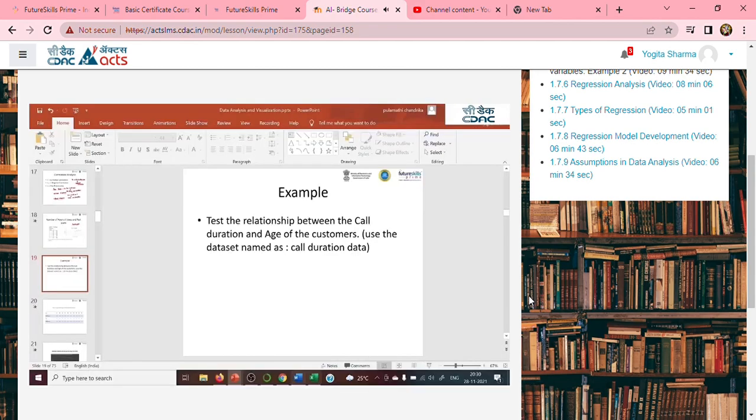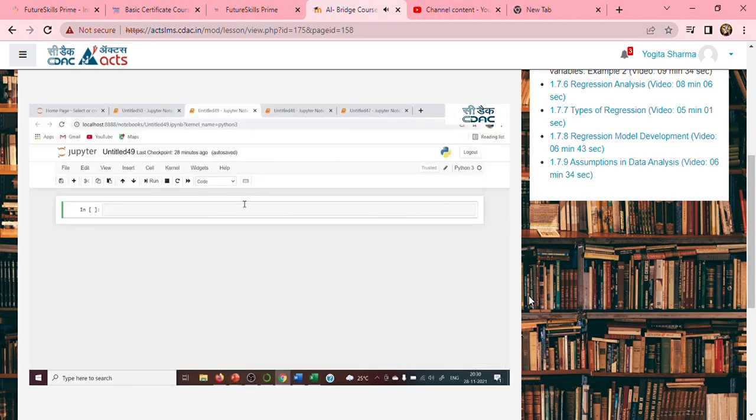For this, I need to open the Python Jupyter notebook file over here. In order to go ahead with extracting the correlation between the call duration and the age, first I need to import the data into this Jupyter notebook. To do that, I require some libraries or packages. So I'm calling for the requisite packages into Python right now.